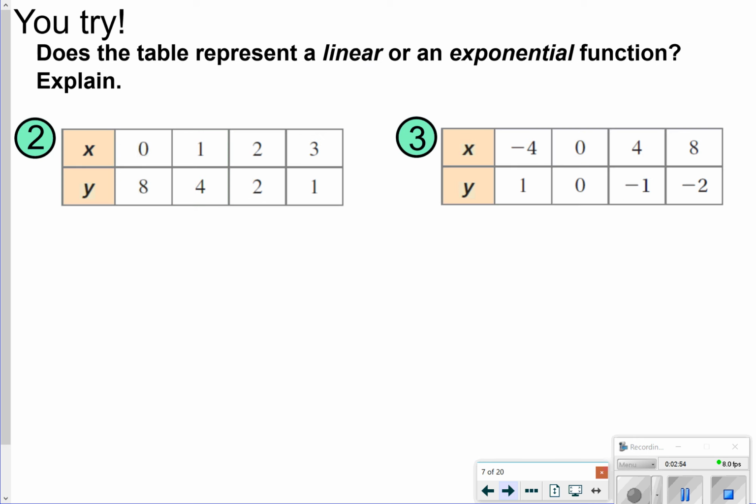So here are 2 that you're going to try. Again, you're just going to determine if it's linear or exponential. Go ahead and pause the video so you can try that one on your own. And once you're done, click play to check your work for both 2 and 3.